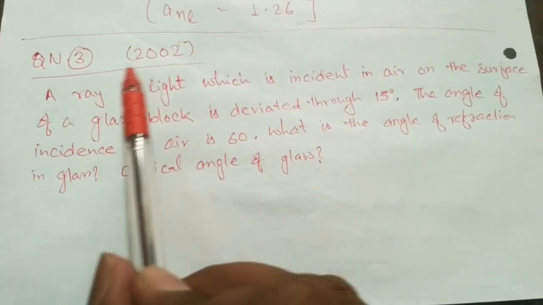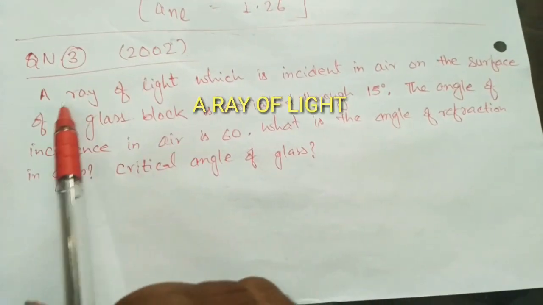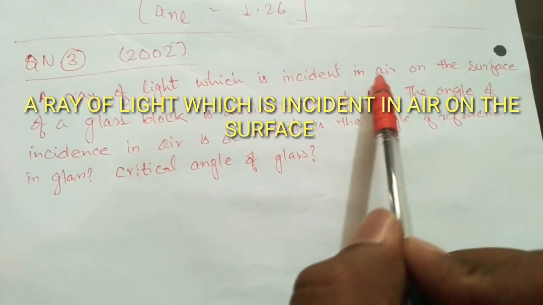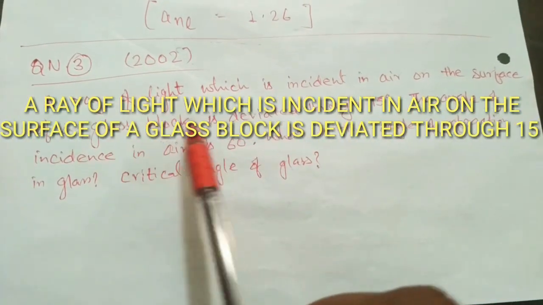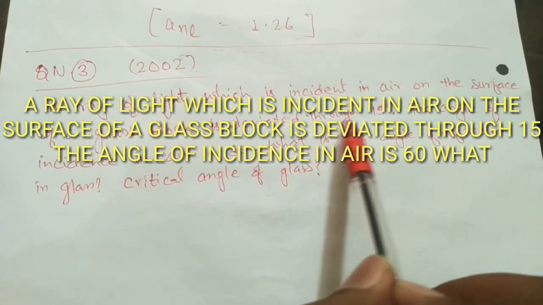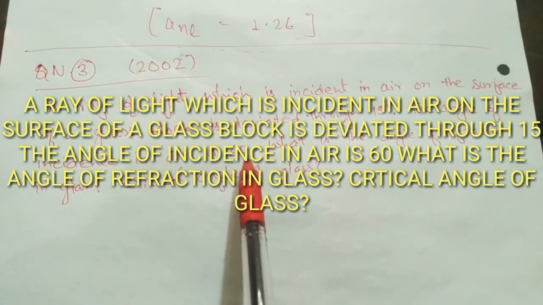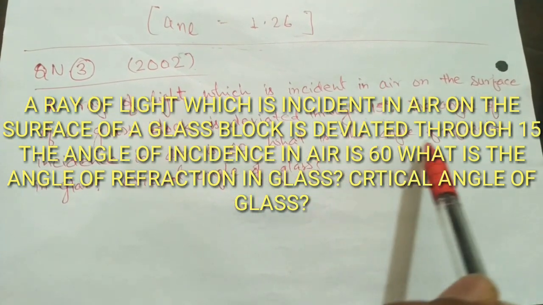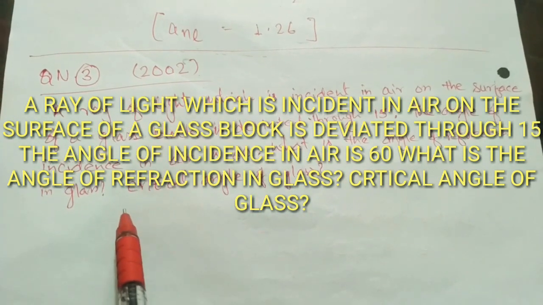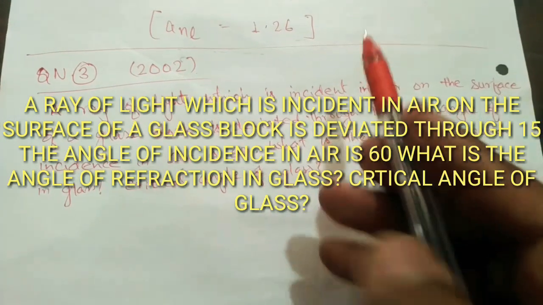See another question, question number 3, 2002. A ray of light which is incident in air on the surface of a glass block is deviated through 15 degree. The angle of incidence in air is 60. What is the angle of refraction in glass? Also find the critical angle for glass.